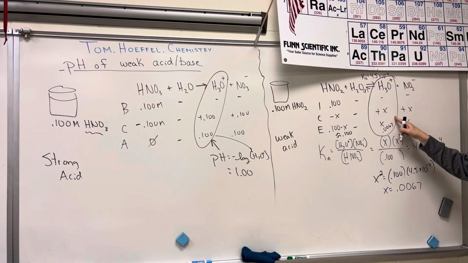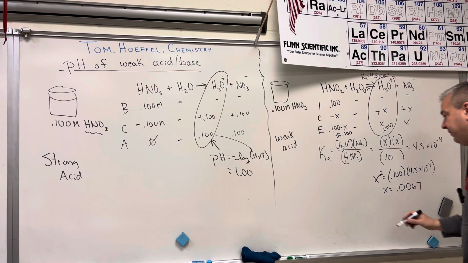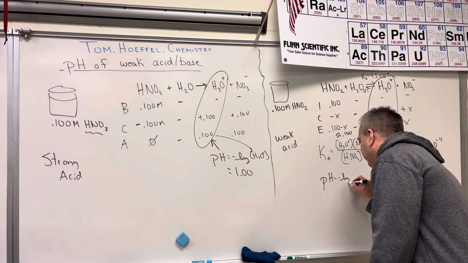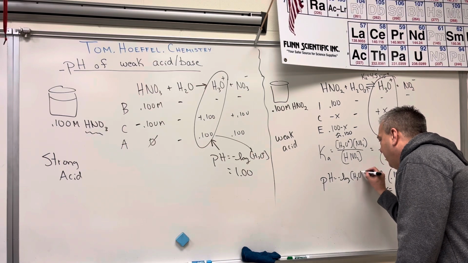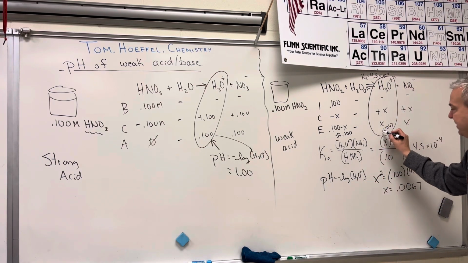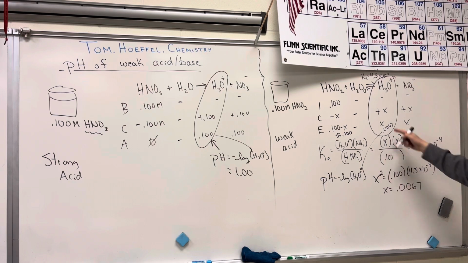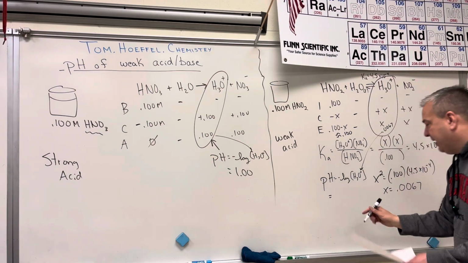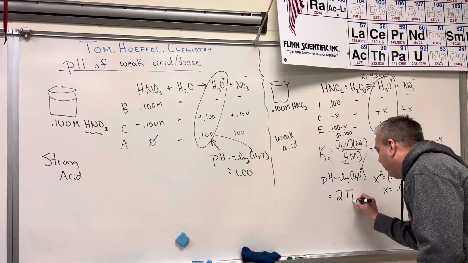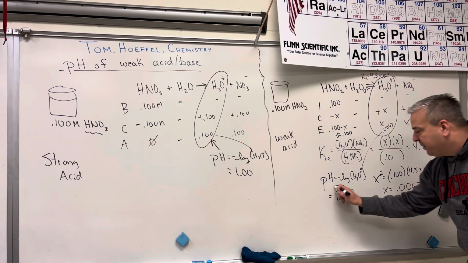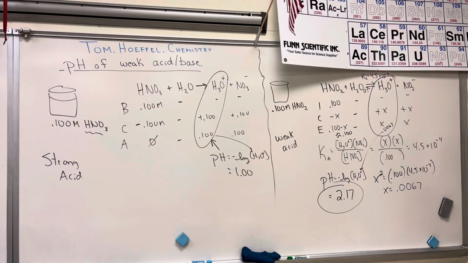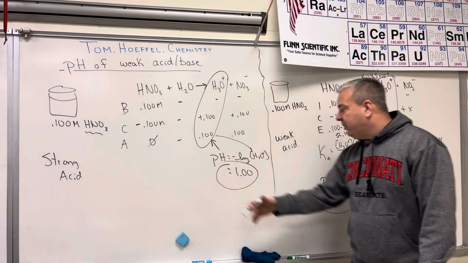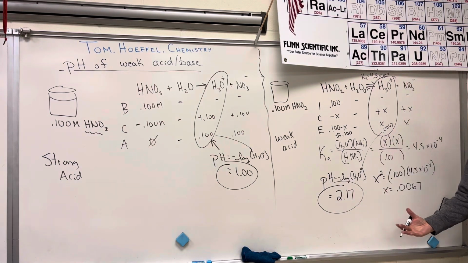And remember, we can just take the negative log of this to figure out the pH. So pH is the negative log of the concentration of the hydronium ion. So I'll take that 0.0067 number and take the negative log of that. And if I do that, I get a pH of 2.17. So the pH of this problem ends up being 2.17, which is higher than the 1.0, and that's because this is a weak acid.